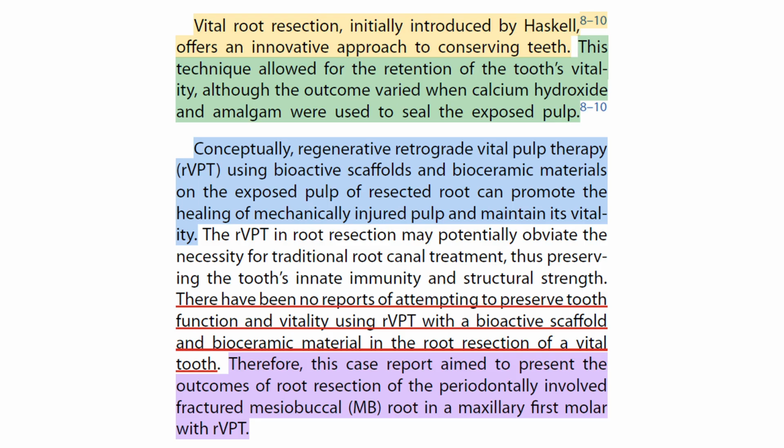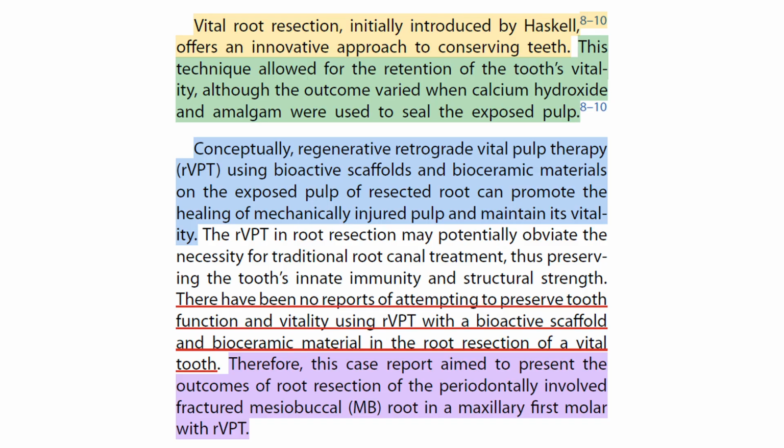Vital root resection was initially introduced by Haskell in 1969, and it offers an innovative approach to conserving teeth. This technique allowed for the retention of the tooth's vitality, although the outcome varied when calcium hydroxide and amalgam were used to seal the exposed bulb.